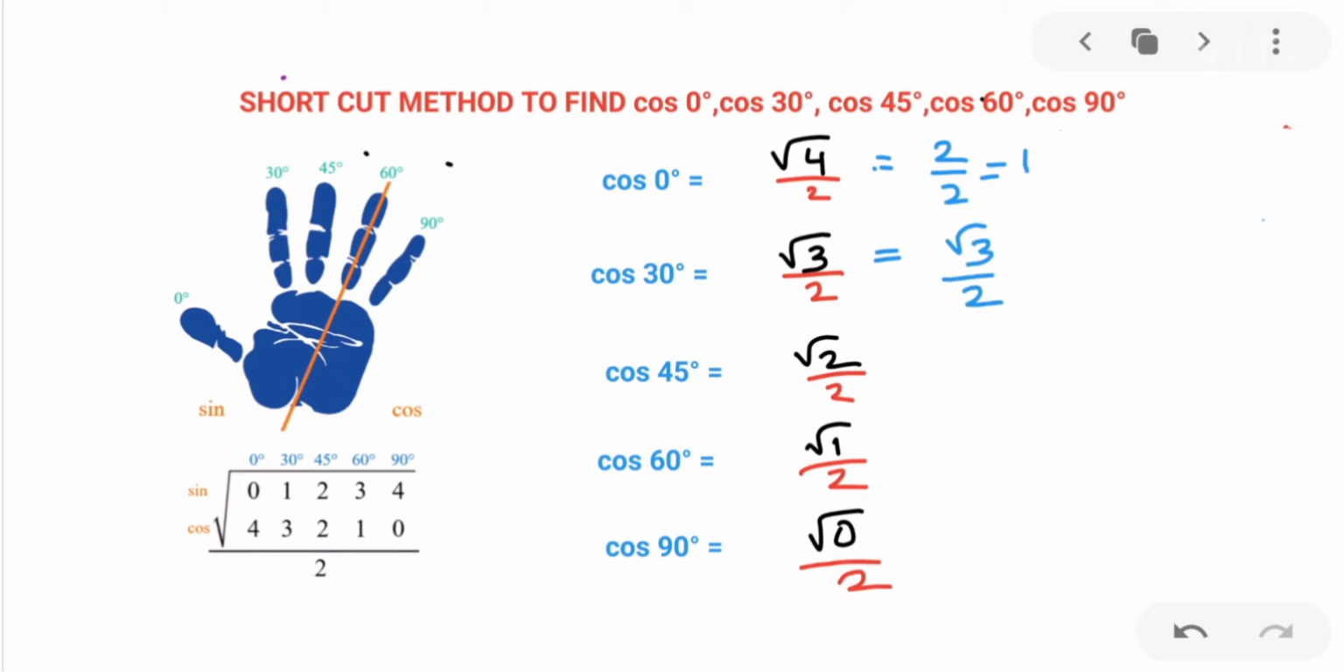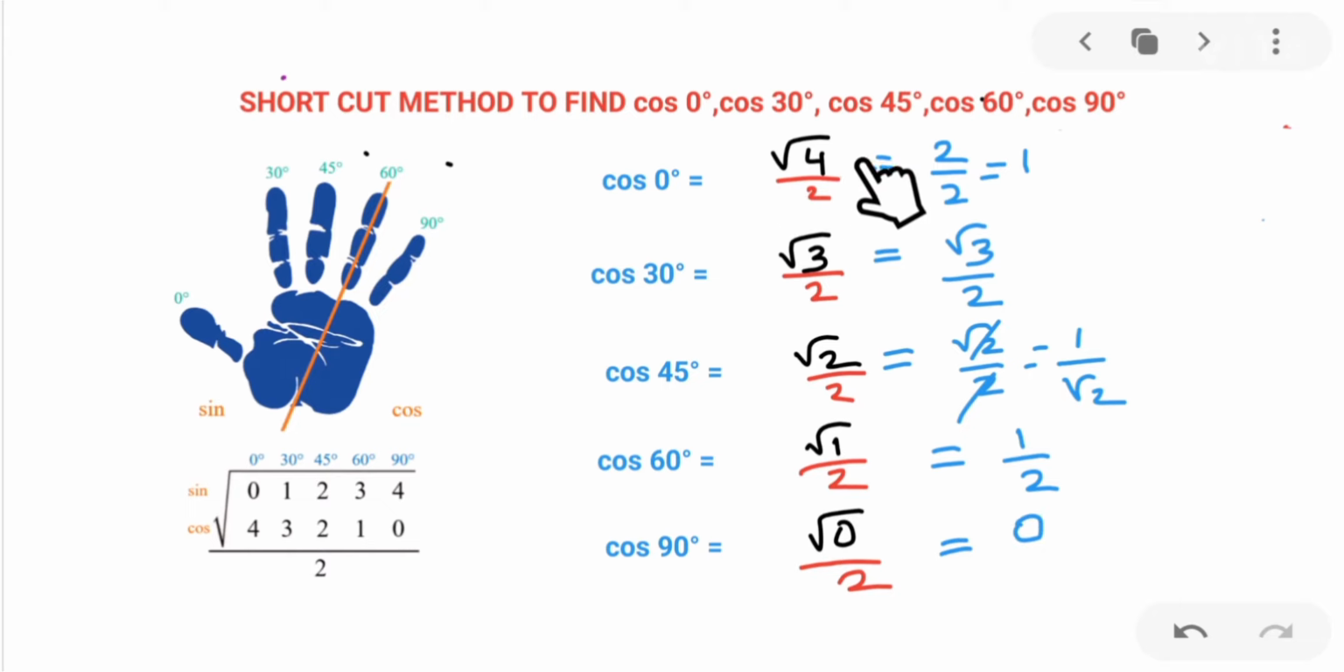So cos 30 value is root 3 by 2. And cos 45 value is root 2 divided by root 2. It gets cancelled and you will get 1 by root 2. And cos 60 value is root 1, which is 1, so it is 1 by 2. And cos 90 value is 0.